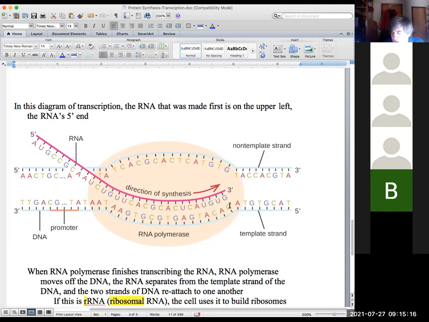So if we have a C on our DNA, we get a G in our RNA. If we have an A on our DNA, we get a U in our RNA. If we have a C, we get a G, and so on down the line.